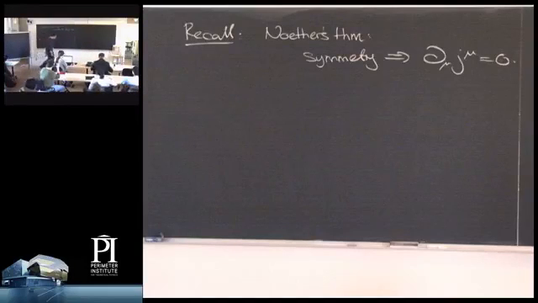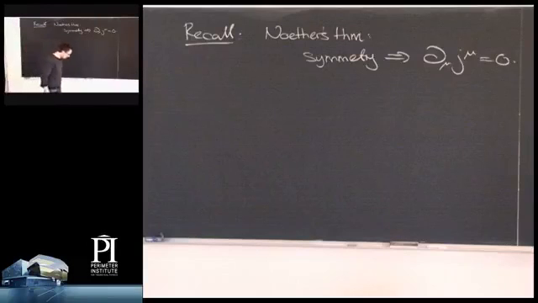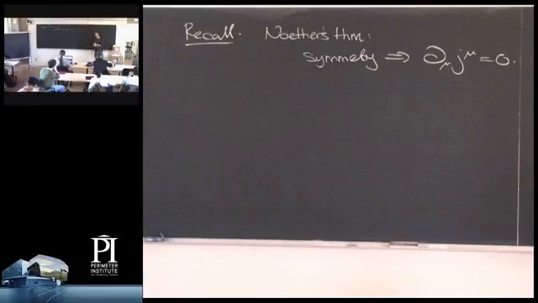And is it an if? No, it's not. There are particularly interesting conserved charges and currents that don't come from symmetries of the theory, but come from topological aspects of the theory. So, for example, there are things called solitons that in certain theories have an associated current, but it doesn't come from a symmetry. So it's not an if and only if.